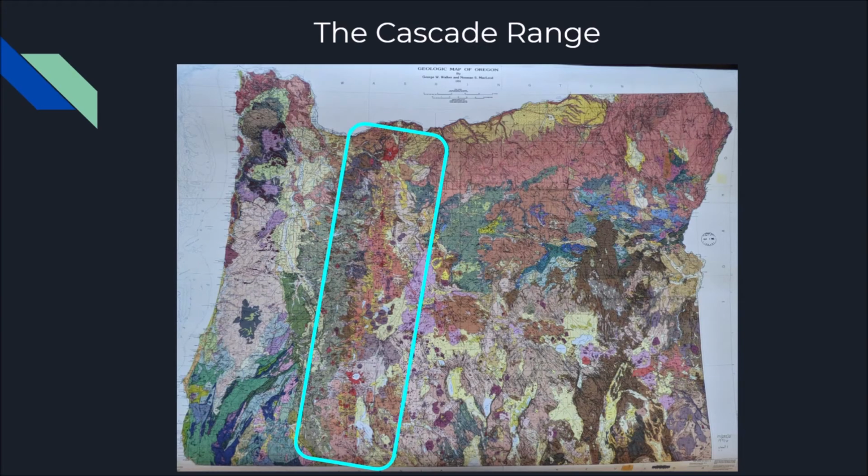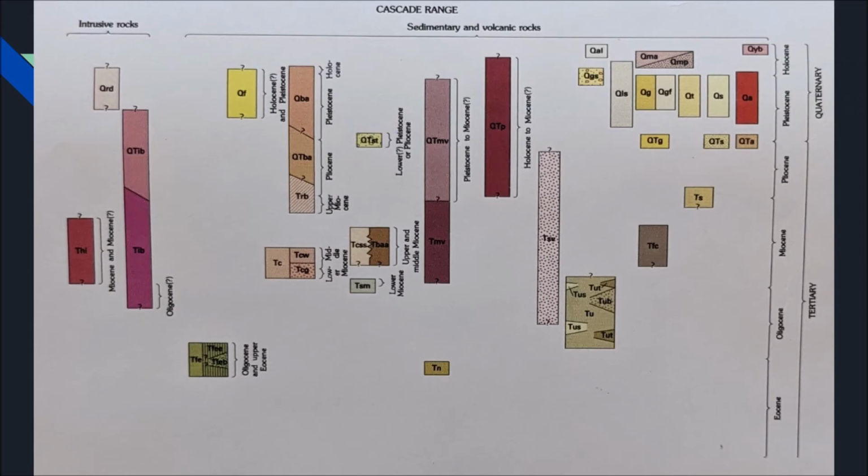The area I'll be covering is the Cascadian Range. Due to the subduction of the Juan de Fuca Plate, a lot of volcanism occurred. The youngest rock is going to be labeled as QYB and was deposited in the late Holocene. The oldest rocks, which were deposited in the Oligocene and the Upper Eocene, are labeled as TFE, TFEE, and TFEB.